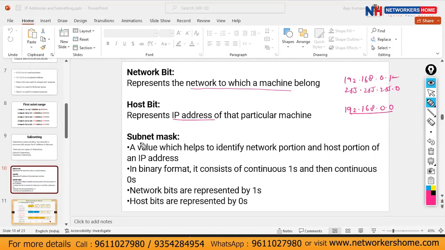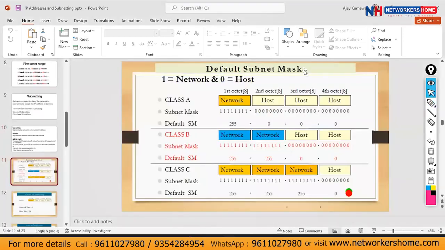What is a subnet mask? A value which helps to identify the network portion and host portion of an IP address. And if you write it in binary format, it consists of continuous ones first, and then continuous zeros. All ones will be on the left, all zeros will be on the right. And in your subnet mask, the network bits are represented by ones and the host bits are represented by zeros. Easy? Okay. Now about the default subnet mask.